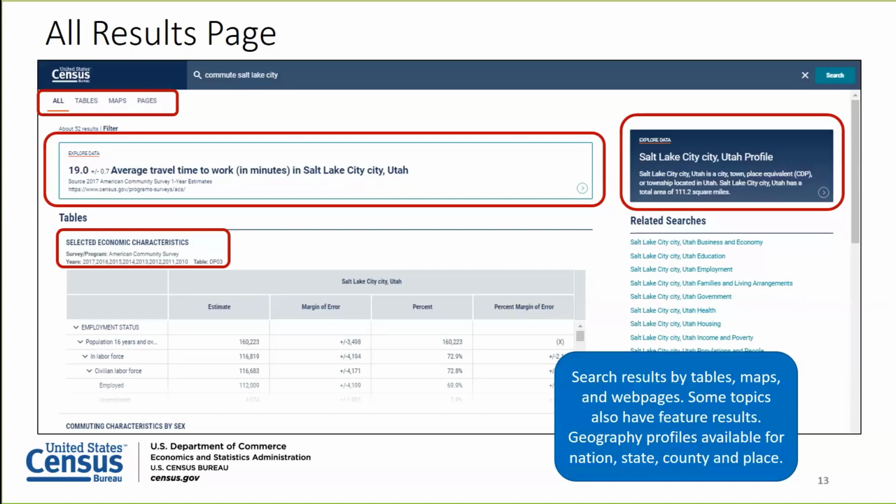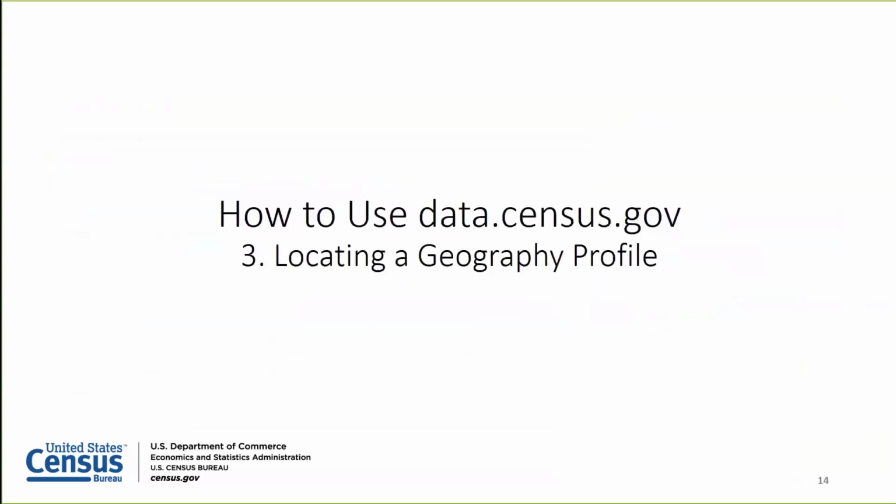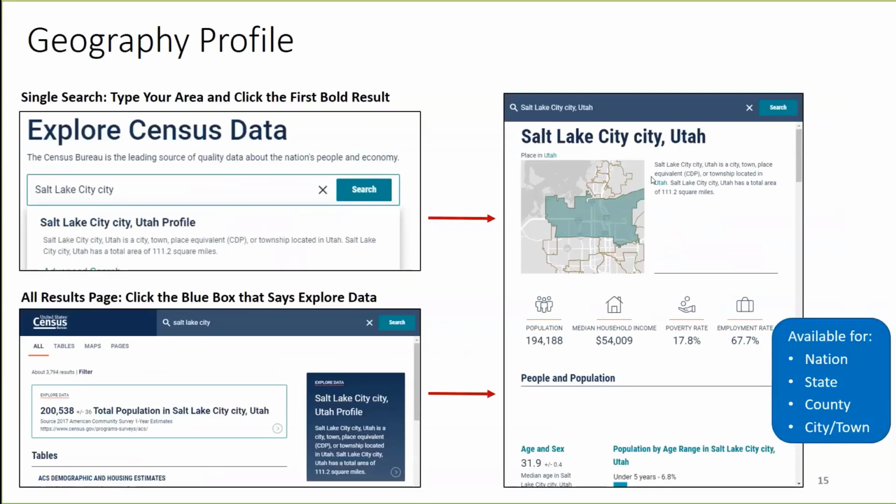On the far right-hand corner, you see the geography profile. You can click on that, and that gives you an array of information about a geography. And then if you scroll down, you can see tables and maps and other things. So we talked about that geography profile.